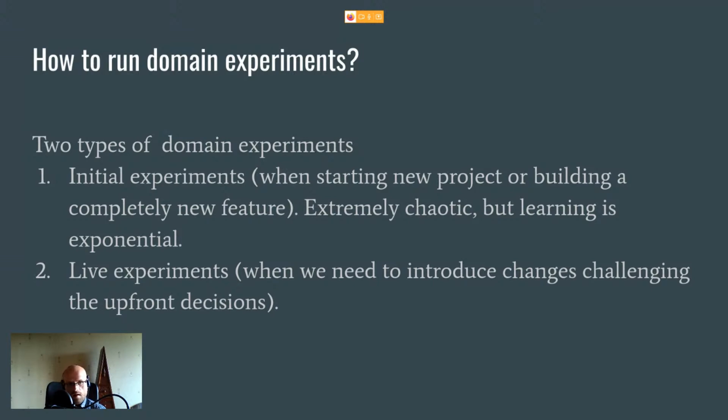Then there is another kind of domain experiment, which I call live experiments. These experiments are here to challenge upfront decisions. You use them mostly when you are working on some legacy software or interacting with some existing modules. When you have some new findings and you want to verify them, for instance if you want to change the model of how you apply discounts, then you might try to challenge the upfront decisions by running live experiments.